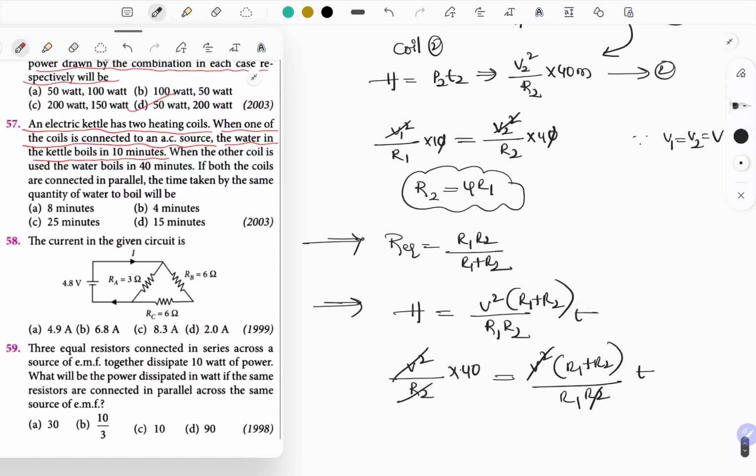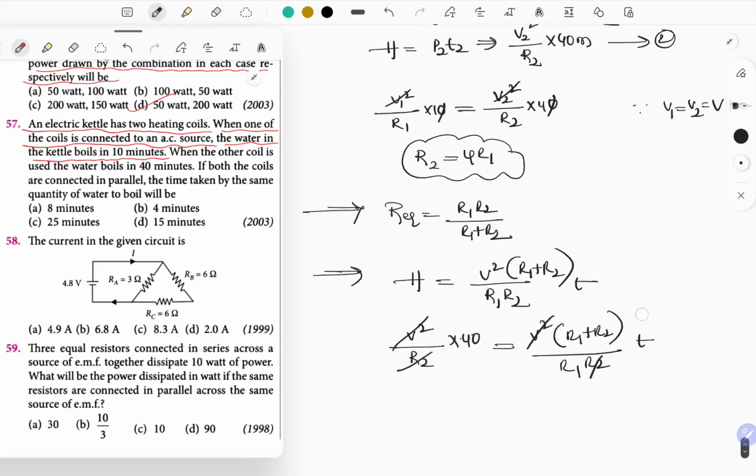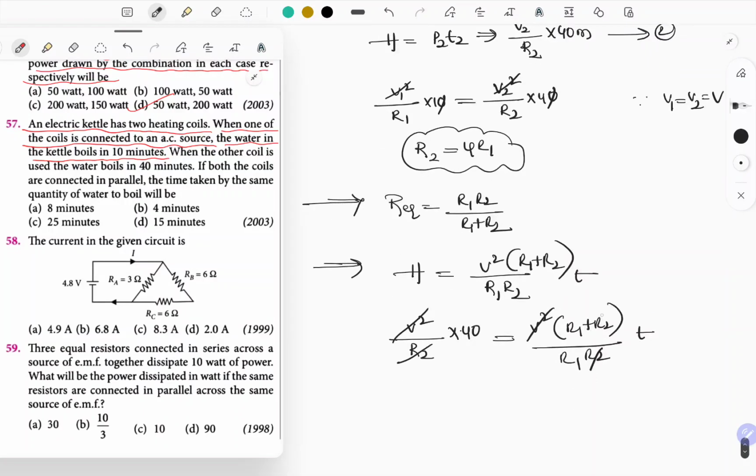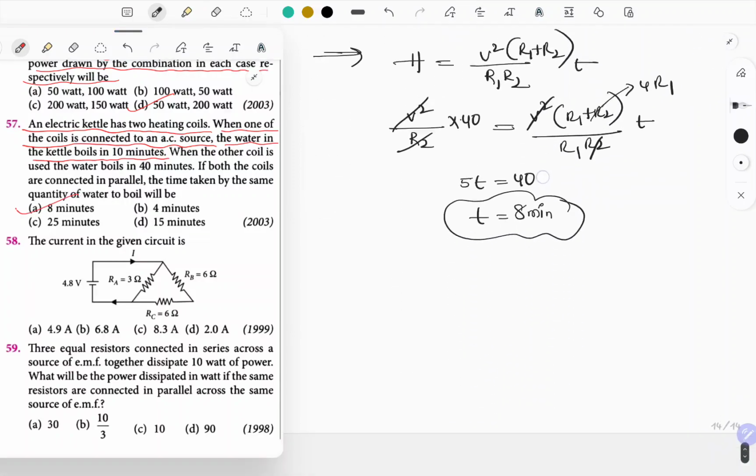So we know that R2 is equal to how many times R1? It's 4 times R1, right? If you substitute 4 times R1 in place of R2, it's going to be 5 times R1. R1 will get cancelled. Then finally it is going to be 5t is equal to 40. Then t is equal to 8 minutes. That's the answer. Hope you understand. So option A is the correct answer.